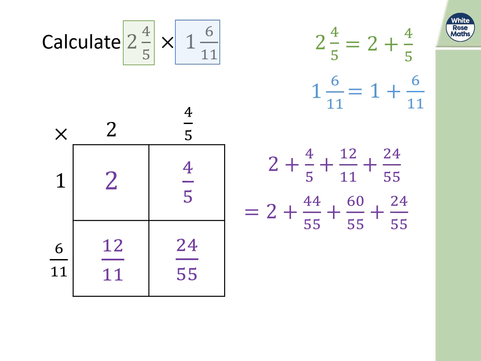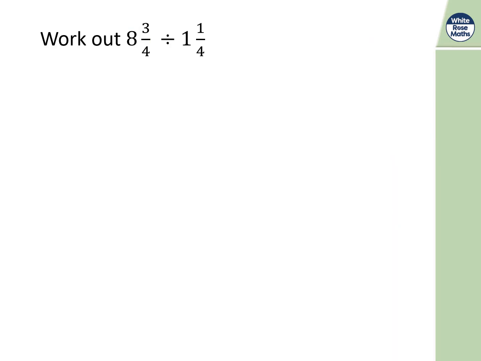Adding your answers together, and you will get the same answer as that. Okay. There we go. Again, there's no set method. Okay, work out 8 3/4 divided by 1 1/4. Now this one here is probably more... Yeah, I'd stick with that one method here.